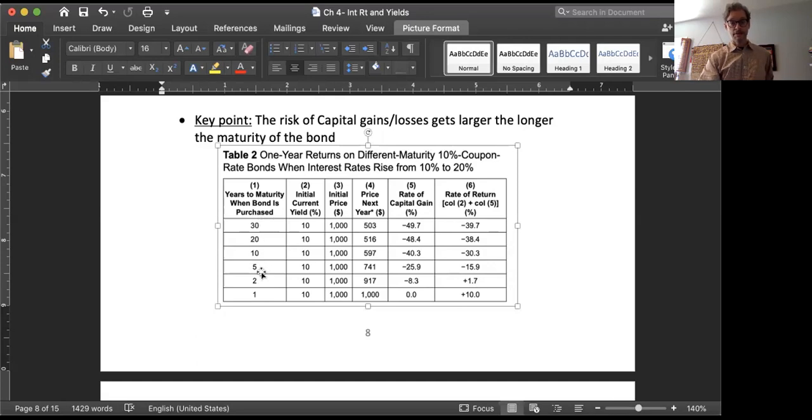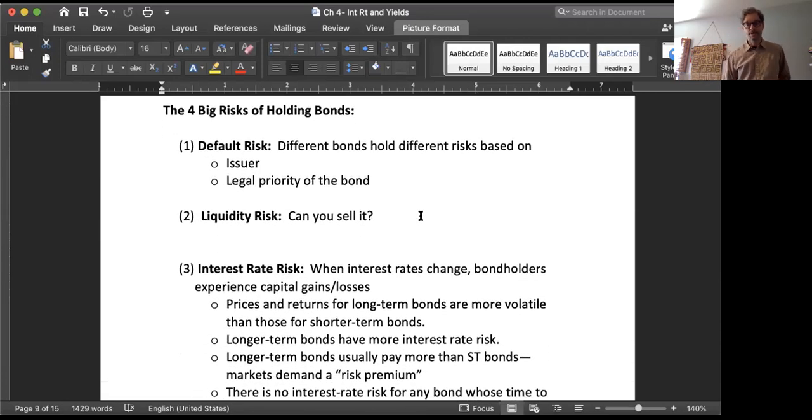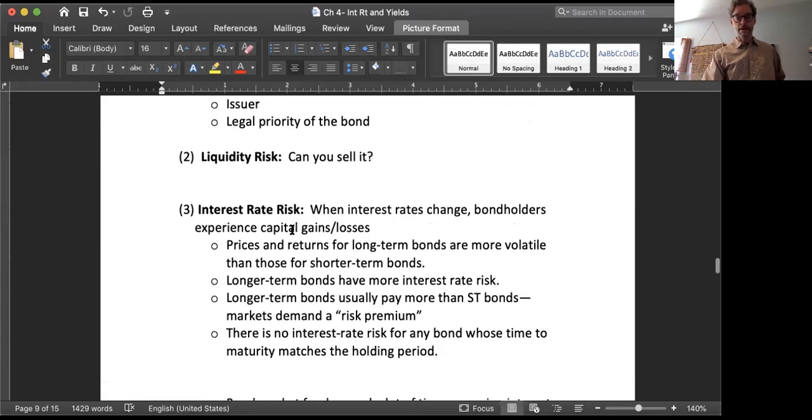So you'll see here that, for instance, a 2-year to maturity bond is going to have a very, very small rate of capital loss compared to a 30-year bond. And so this is one of the big risks of holding bonds. I'll just jump to point 3 here. One of the risks of holding bonds, and I think this is not often understood by people, is interest rate risk. When interest rates change, bondholders can experience capital gains or capital losses. And this is bigger interest rate risk for long-term bonds. Longer-term bonds have more interest rate risk.